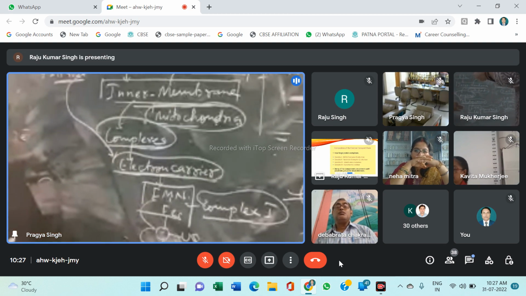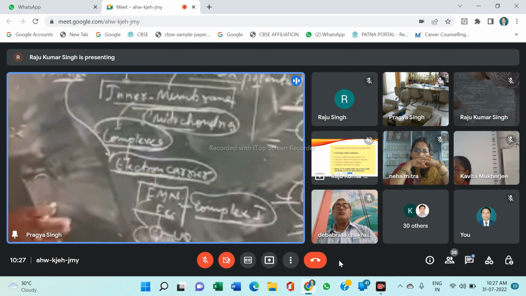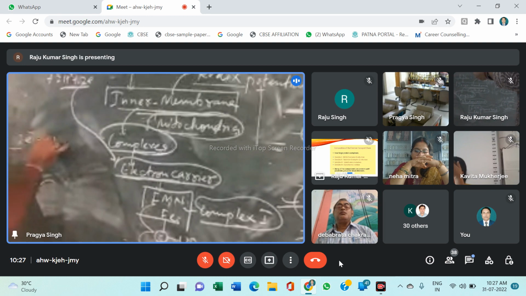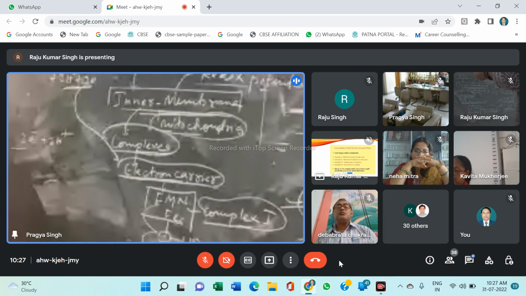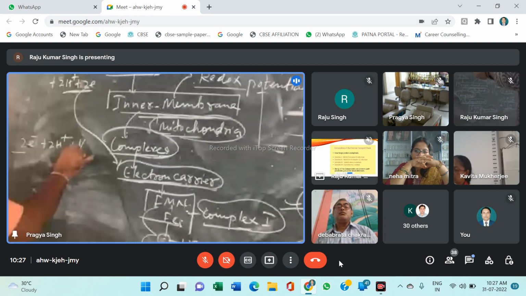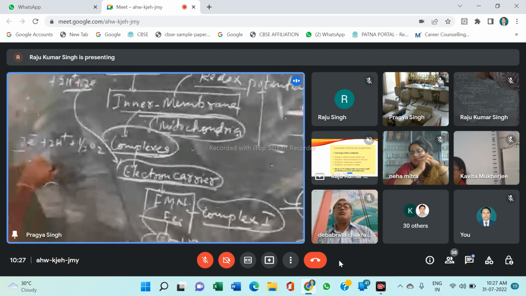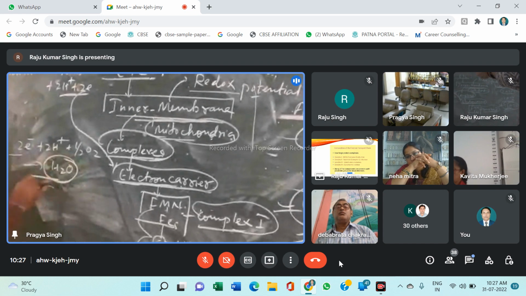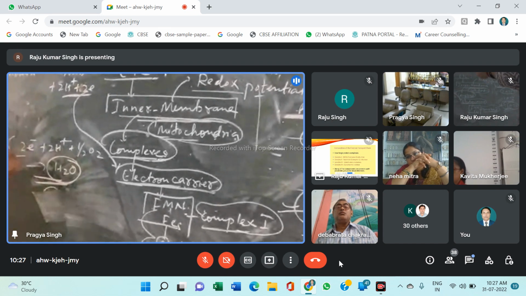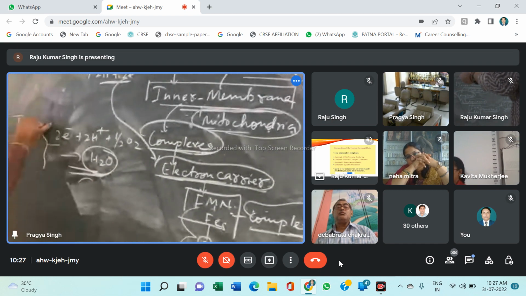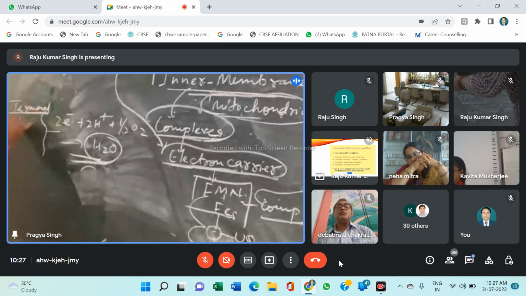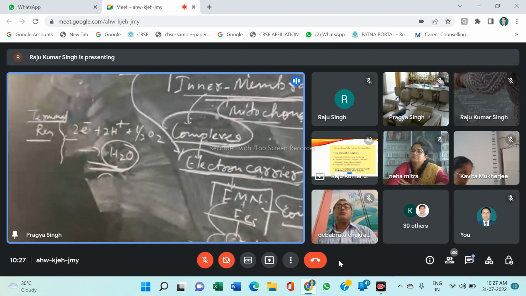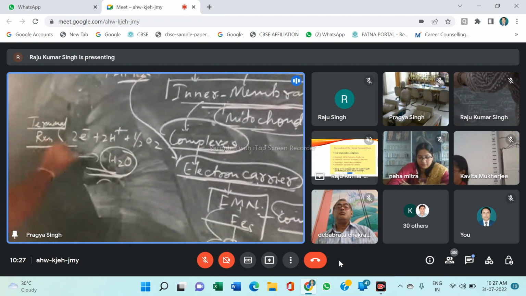To complex 4. Electrons are coming, along with protons, plus half O2, and ultimately there is formation of H2O. We call this the terminal reaction, the end of the electron transport chain reaction.